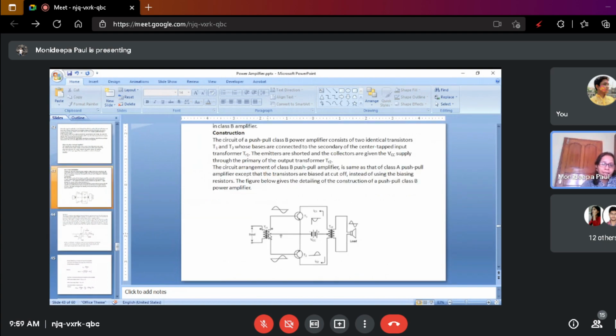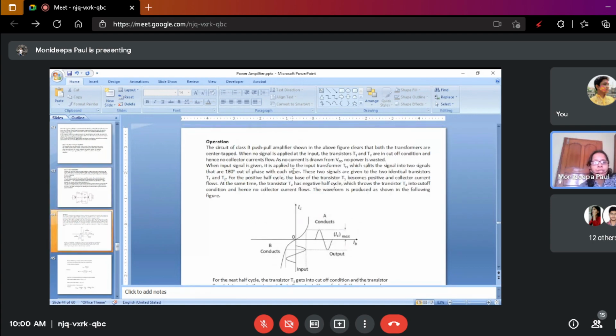Here, the signal, that means the current, is divided into two parts. One part is flowing in this direction, another part is flowing in this direction. It is similar to a parallel circuit, but in a parallel circuit the direction of flow is the same, whereas here one part is flowing in the upward direction and one part is flowing in the downward direction. So this is out of phase by 180 degrees. These two signals are given to the two identical transistors T1 and T2.